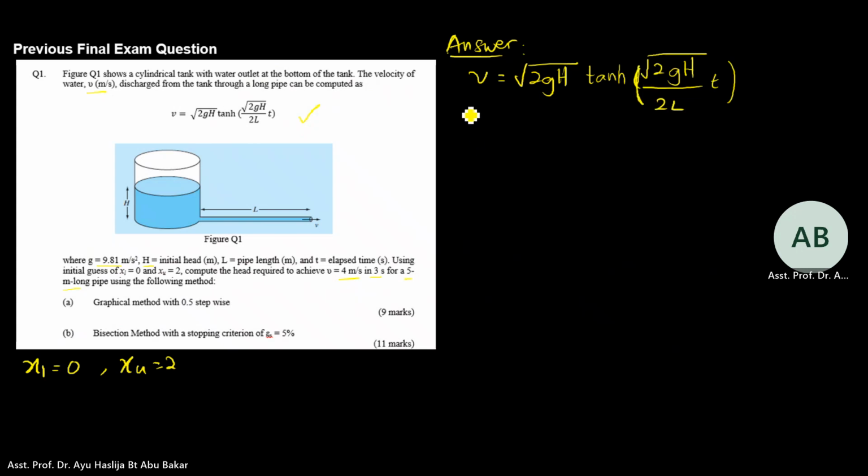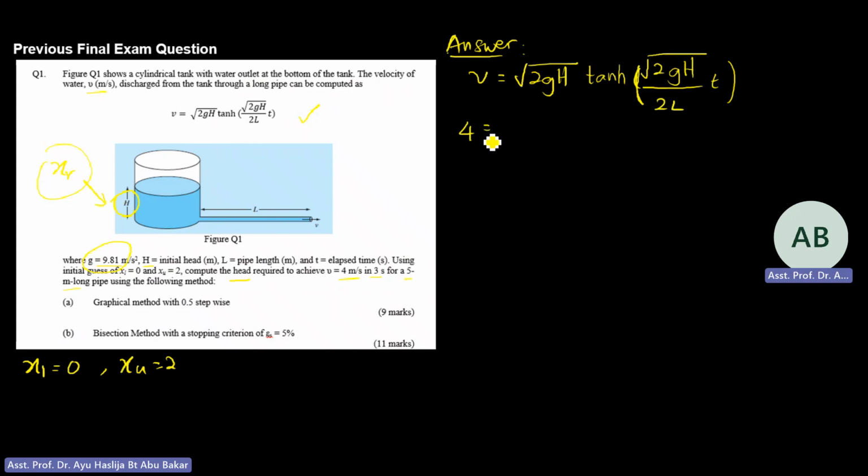This is the equation that you need to use. Now, it gives you already the figures, a few of the infos. G is 9.81, all of this. All of this we plug into the equation because it is already given. V is given. It asks you to find the head. Head is the H. So now this H is your X, the one that you need to find, XR, when V equals 4.